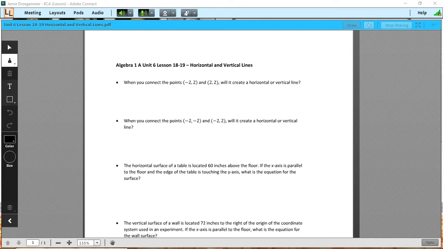Today we are in Unit 6, looking at lessons 18 and 19 about horizontal and vertical lines. So first of all, to understand this, you need to know what horizontal and vertical mean.